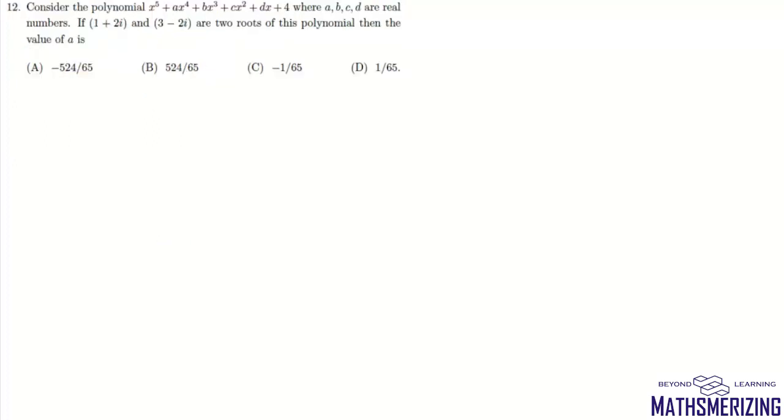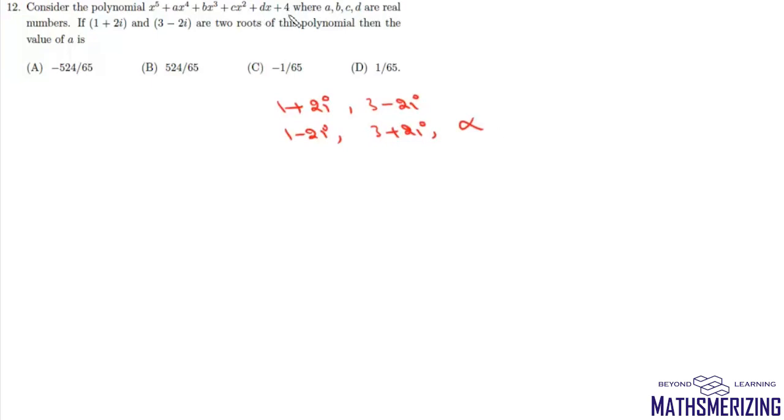Now question number 12 is: consider a polynomial x to the power 5 plus a x to the power 4 plus b x cube plus c x square plus d x plus 4, where a, b, c, d are real numbers. If 1 plus 2 iota and 3 minus 2 iota are two roots of this polynomial, then we need to find the value of a. Now since a, b, c, d are all real, we know that imaginary roots occur in conjugate pairs. So the other two roots will be 1 minus 2 iota and 3 plus 2 iota, and let the real root be alpha.